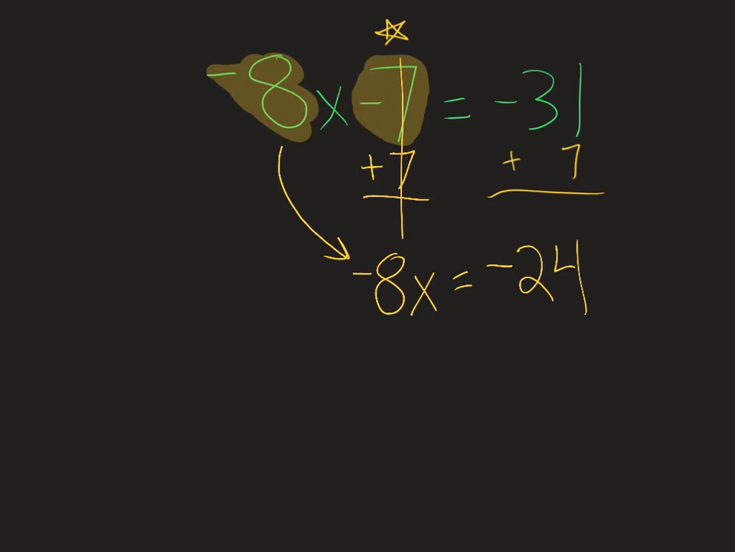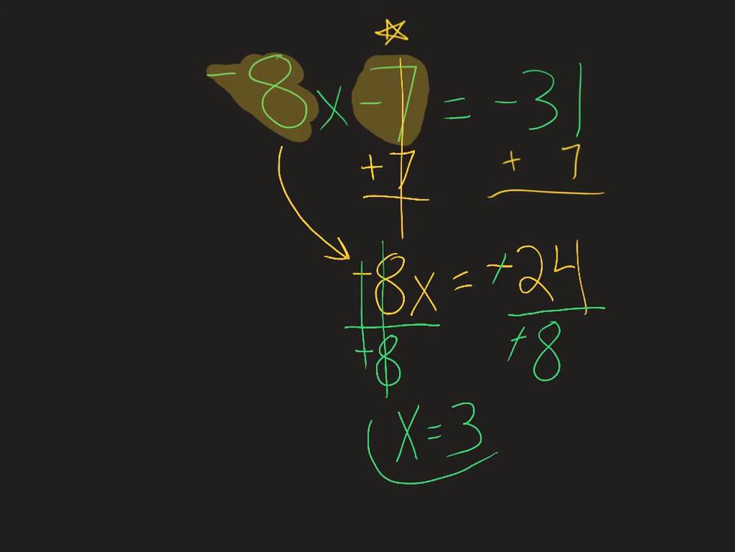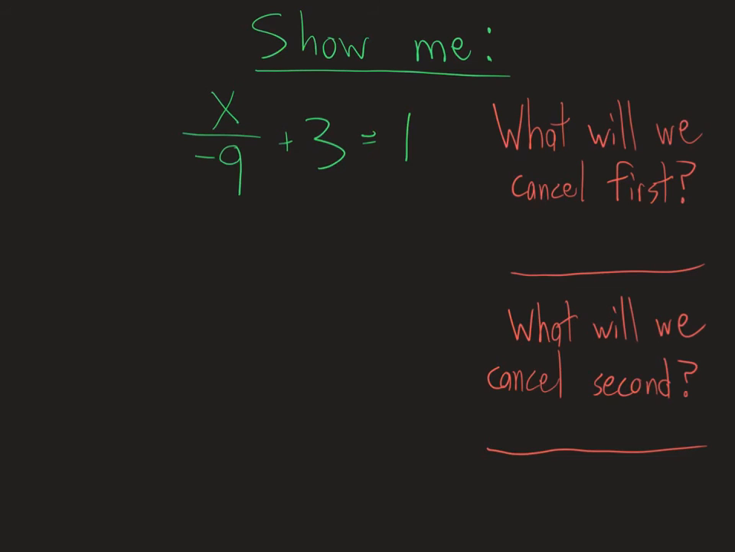Now we're going to continue just like it was a one-step. We're going to get rid of that multiply divide term, just like we always do. Since it's multiplying, we will divide. Both the number and the negative need to divide off and cancel. On the other side, that pair of negatives also cancels. 24 divided by 8 is 3. And there we go. All right.